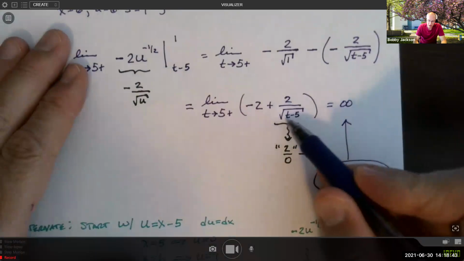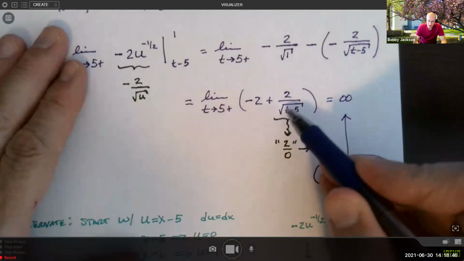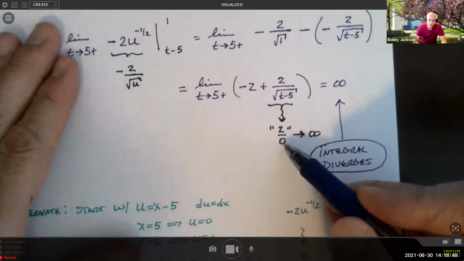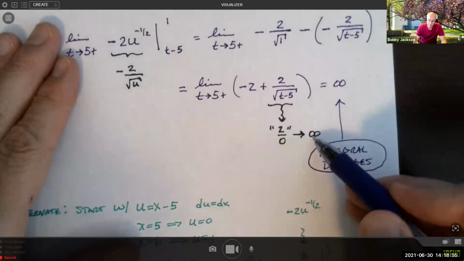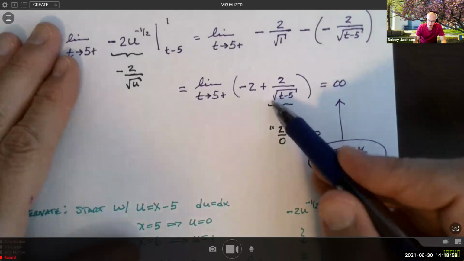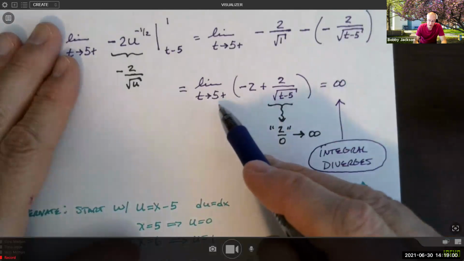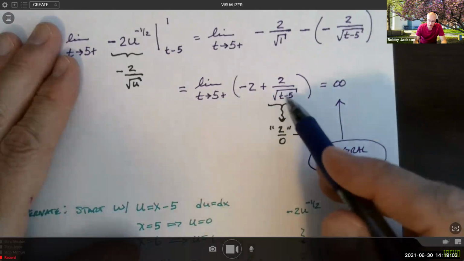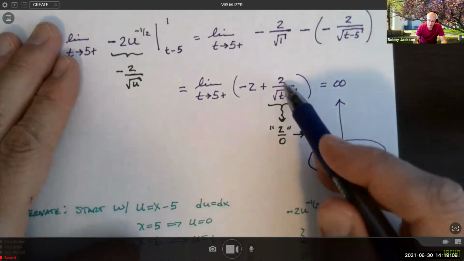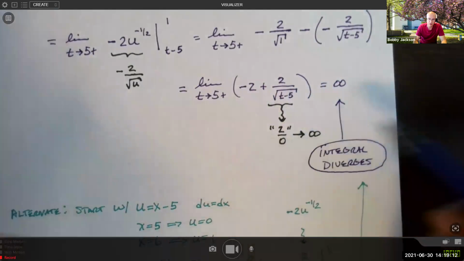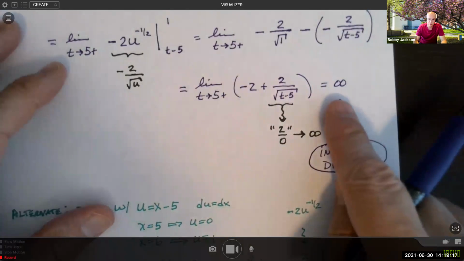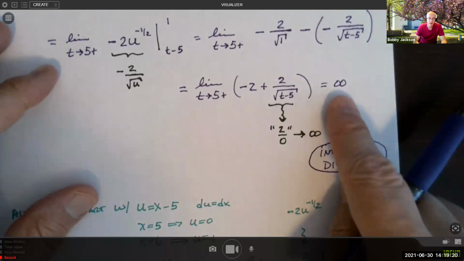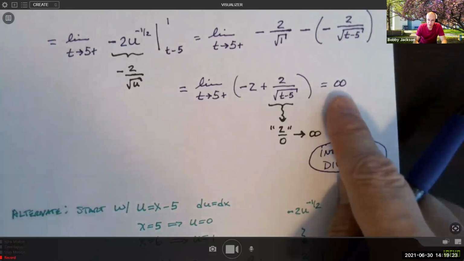notice that this expression here, of course, -2 is not changing. This expression is getting closer to something, 2 up top, but the bottom is going to 0. 2 divided by 0, that's approaching infinity, right? And notice the square root of t minus 5, with t always being greater than 5, is always a positive value, but it's getting smaller and smaller, closer and closer to 0. So 2 divided by a smaller and smaller value is going to infinity. And -2 plus something going to infinity is going to infinity. So we write infinity. This limit is infinite, we say.